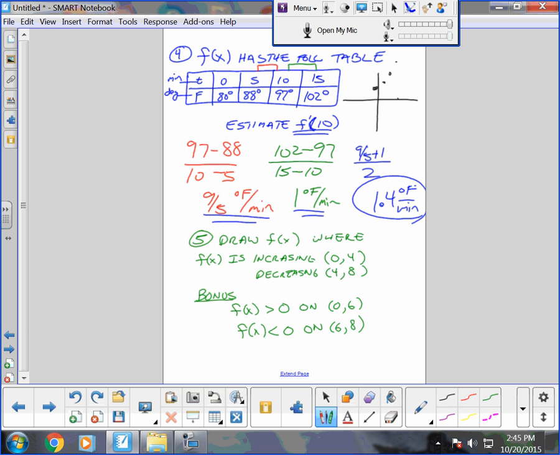And then at 10, you could draw the tangent line and find it's 1.4. All right? It would take a ton of work to graph it and do that. That is not the way I want to do it.